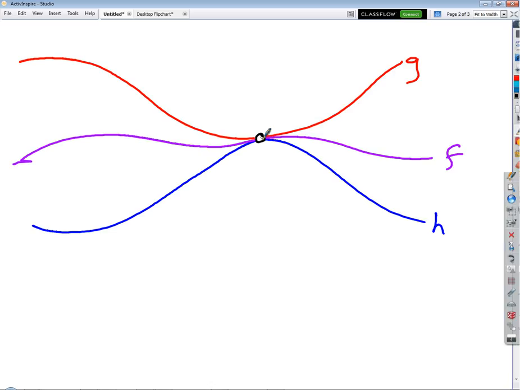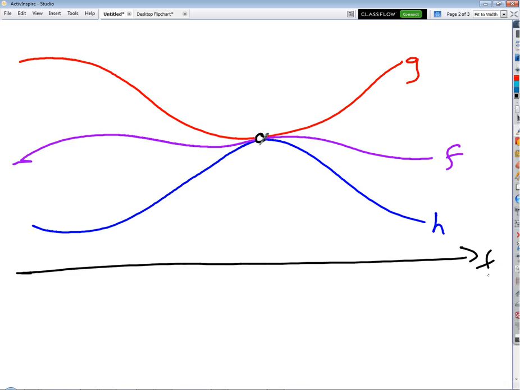It says, if h of x, the blue function here, oh, I want to read this the other way. If f of x, the purple function, is greater than or equal to h of x and less than or equal to g of x for all x in an open interval containing c. So, let's stop there for a second.